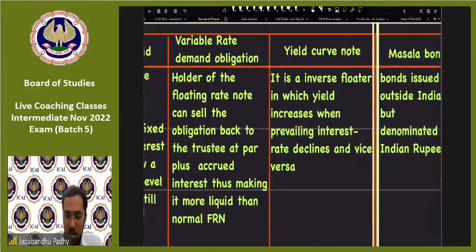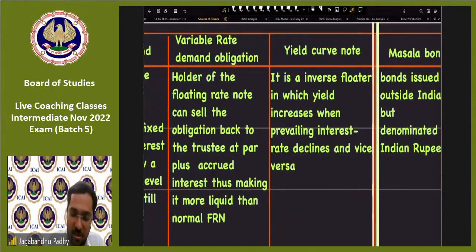Obligation: the holder of a floating rate note can sell the obligation back to the trustee at par plus accrued interest, thus making it more liquid than any other note. So, variable rate demand obligation. Understand this demand obligation. The demand obligation is a bond that gives the holder the right to give the bond back to the trustee or back to the issuer, whoever has issued that bond. I will give it back; I want the money that is due on it. So that's a variable rate demand obligation.